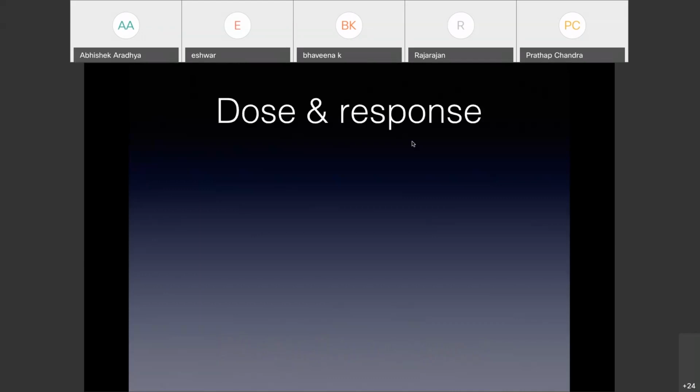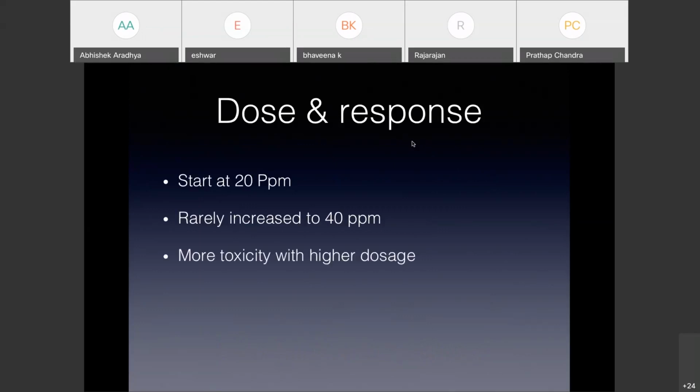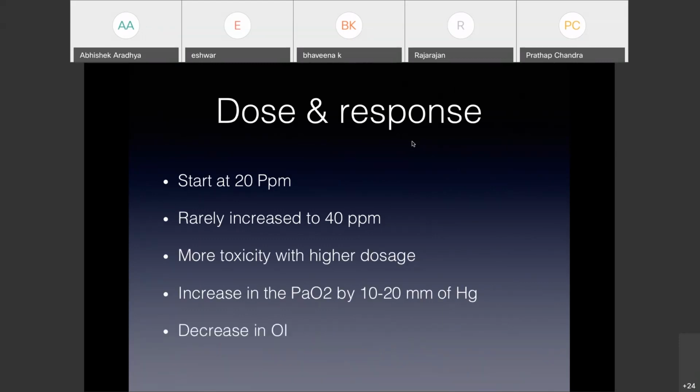All right, moving on very quickly, dose and response. I would normally start at 20 parts per million, and rarely we need to increase it to 40. If 20 is not working, 40 will usually not work as well. Then more and more, if you use a higher concentration, then the toxicity is higher. And the response you should see is an increase of your PaO2 by 10 to 20 millimeters of mercury, and subsequently a decrease in your oxygenation index. This is the response you will be seeing.